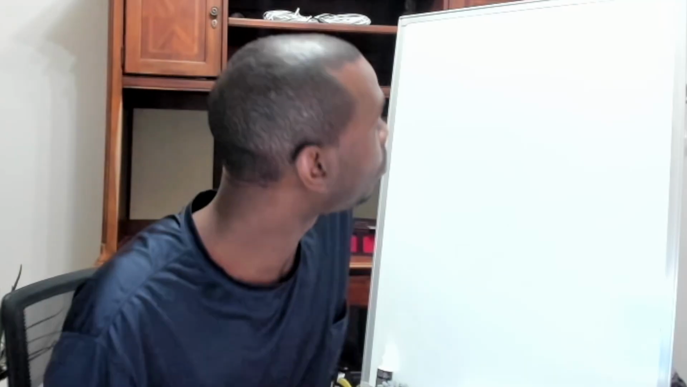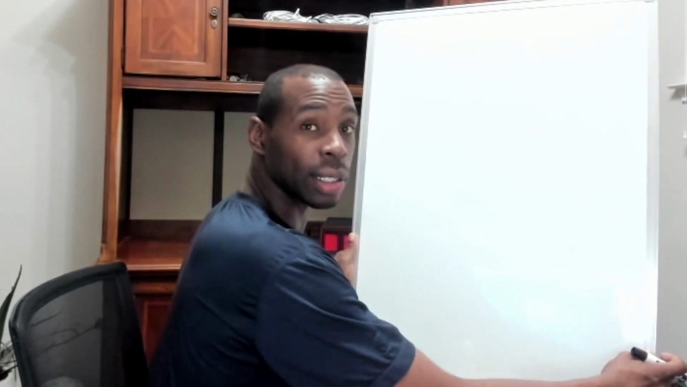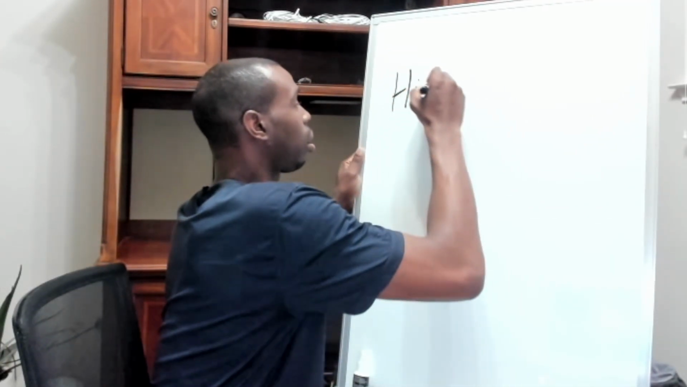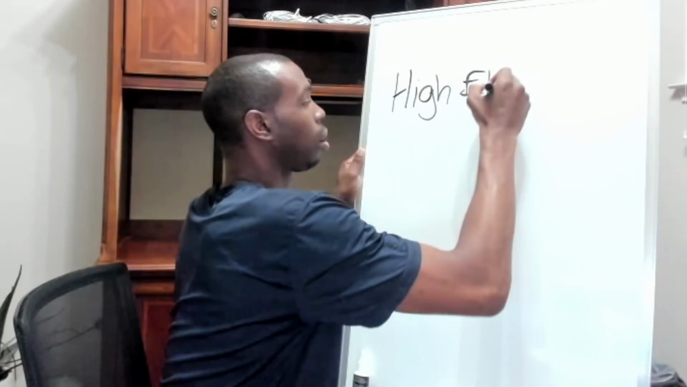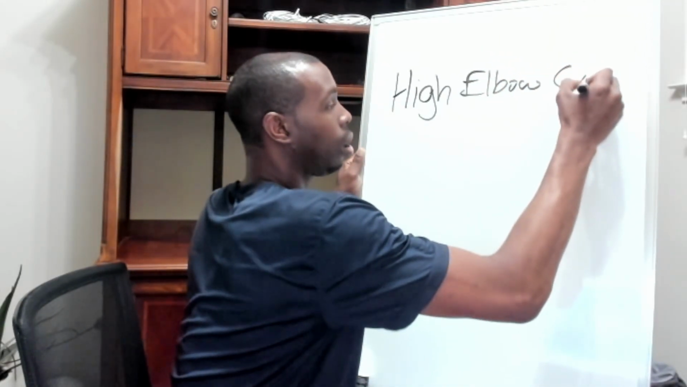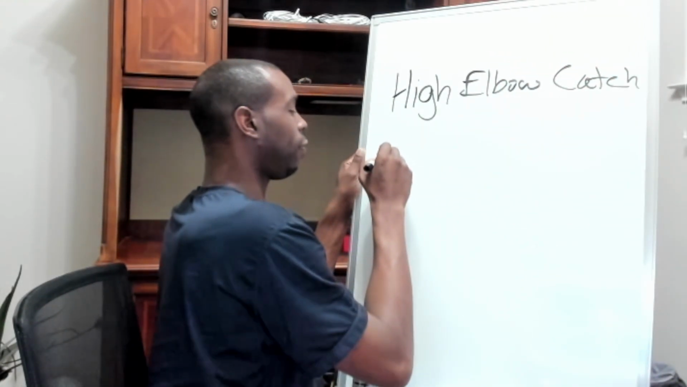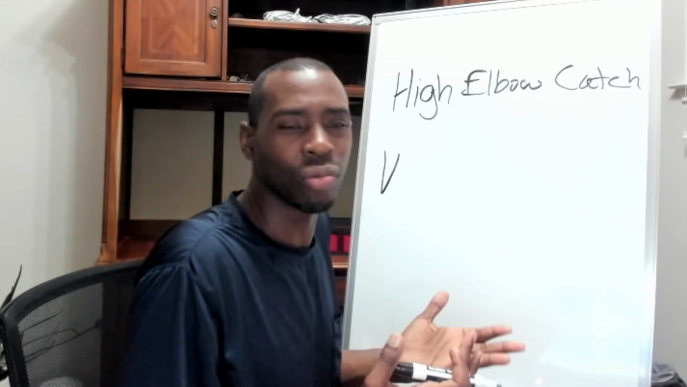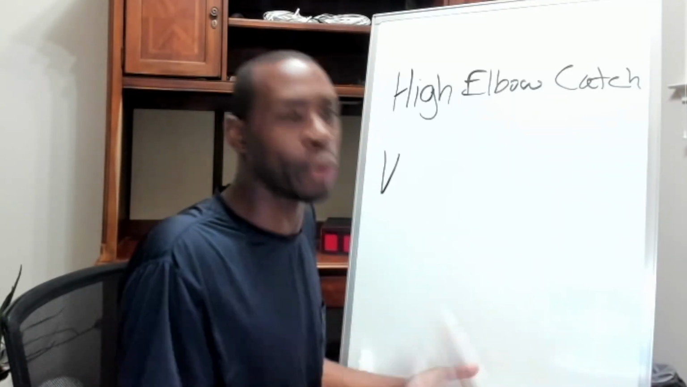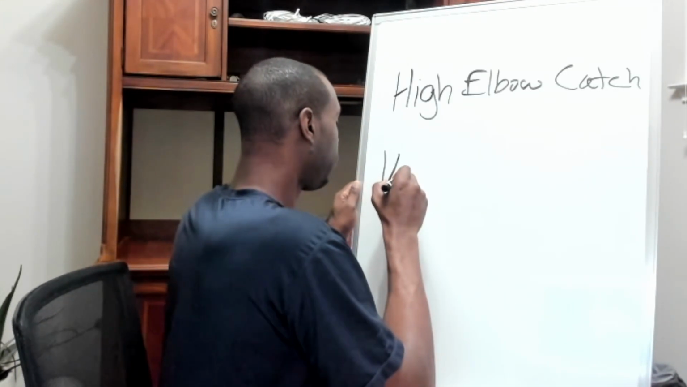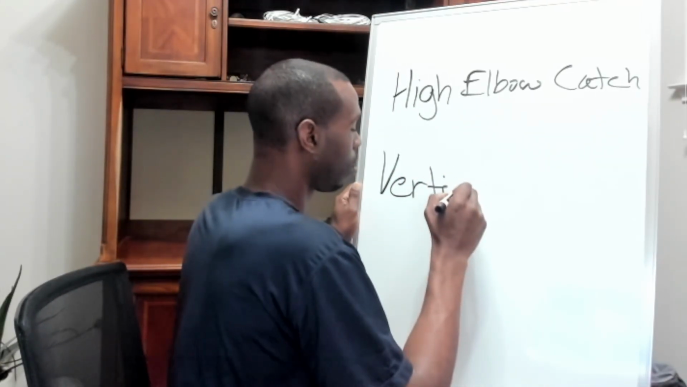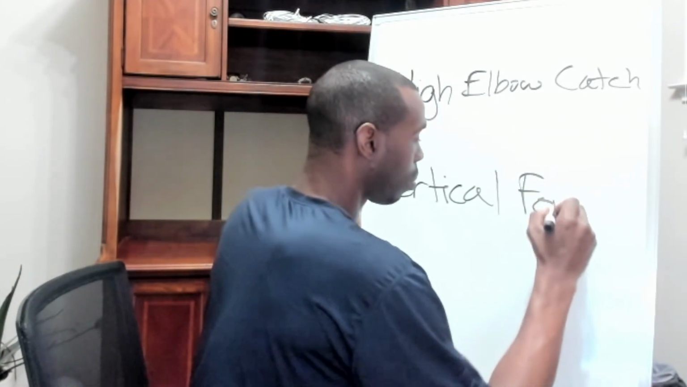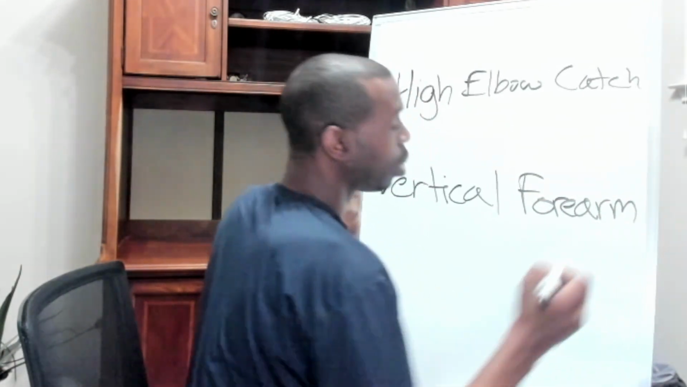We have our high elbow catch. Let's see, make sure we get this so it shows up correctly. We have our high elbow catch. And then we have our early vertical forearm, which I just call vertical forearm because I think calling it early is kind of stupid. Like, why does it need to be early? It's just a vertical forearm. You do it before you start your pull. It's kind of self-implied. These are not the same thing.